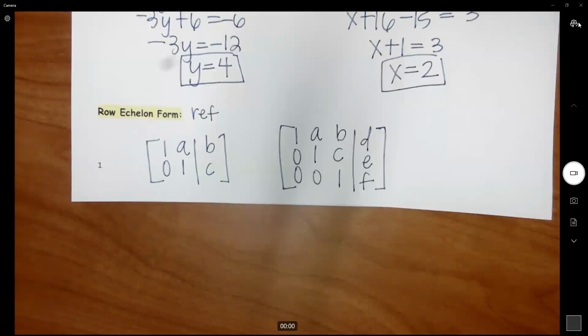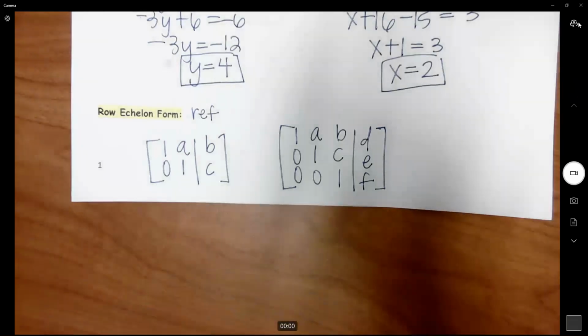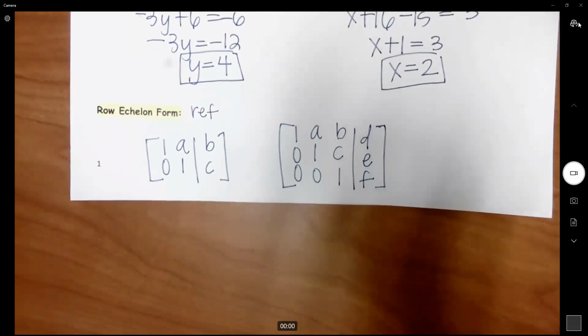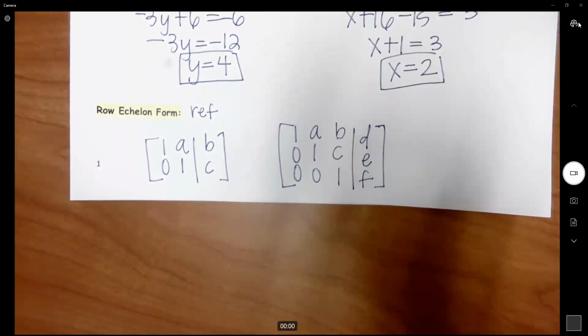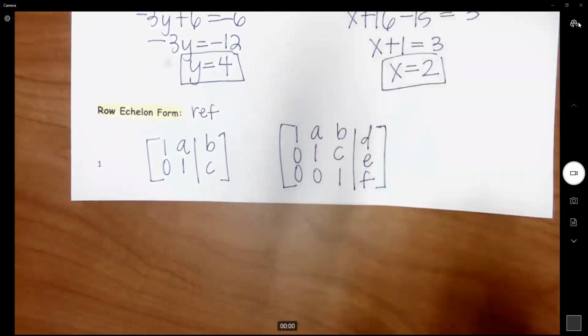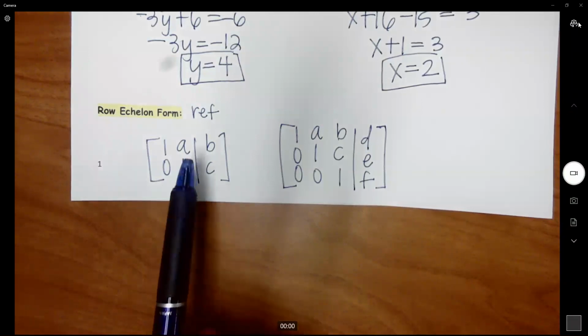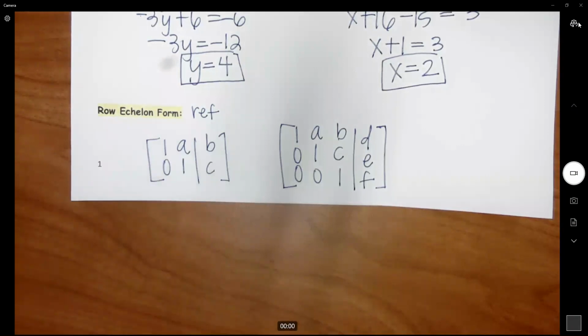In this video, we'll go over row echelon form, and then we'll also go over the row operations that you can perform to get your system of equations into row echelon form. Row echelon form is abbreviated as REF. You can see that on your calculator, and I'll show you that next lesson, actually.